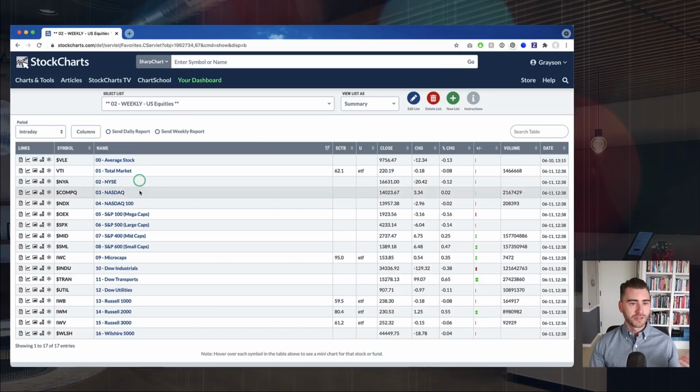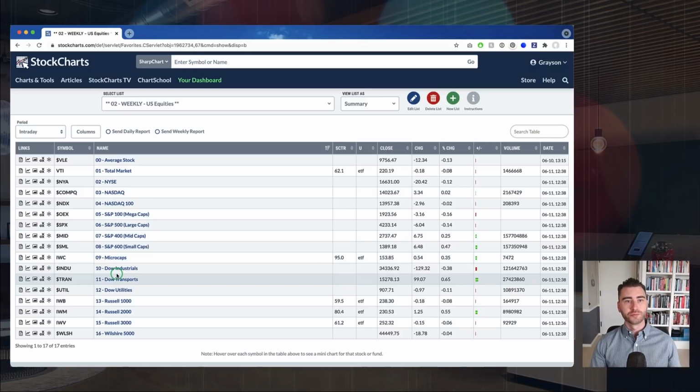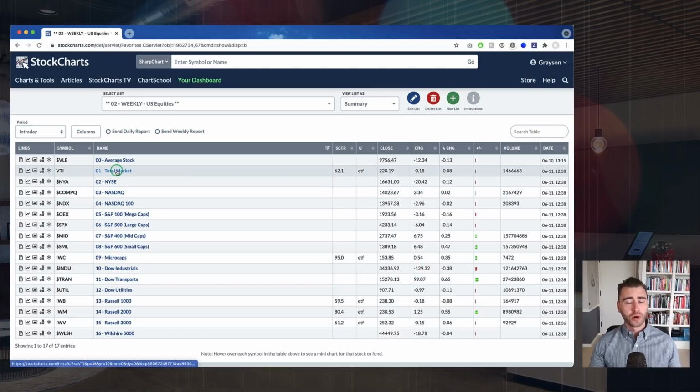You can see all of the indexes that I've put in here. So we start actually with what the average stock is doing, the arithmetic index. And we drill down from there into these different groups of indexes. So we've got the total market. This is actually the Vanguard Total Index ETF. This is something you can actually buy.